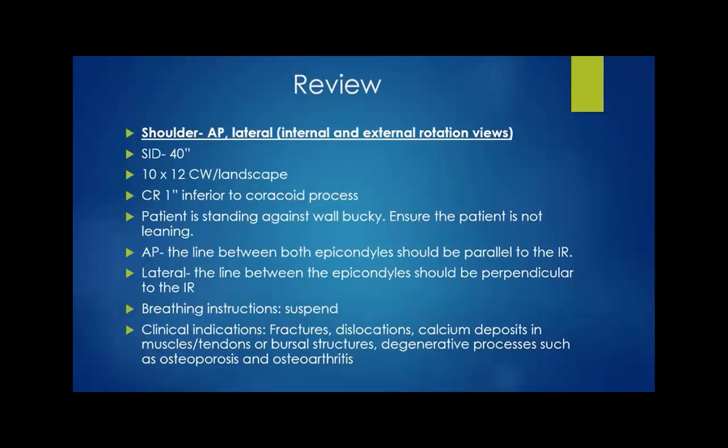Clinical indications: fractures, dislocations, calcium deposits in the muscles or tendons, or bursal structures. Degenerative processes such as osteoporosis and osteoarthritis can also be seen.